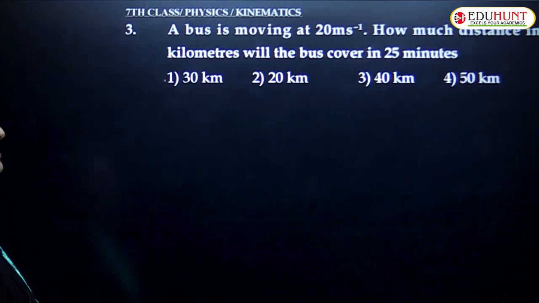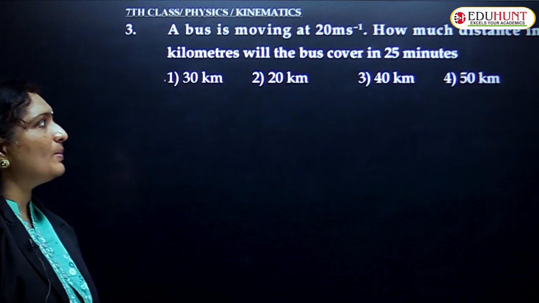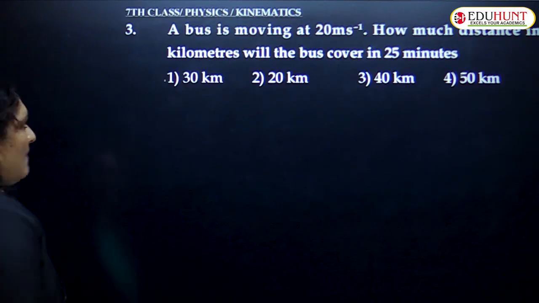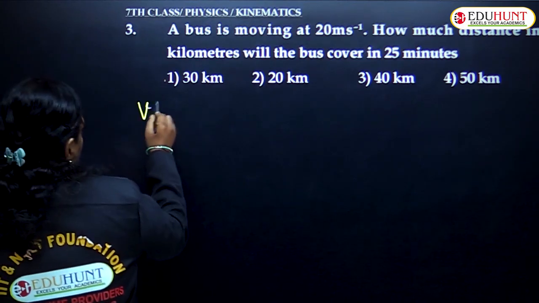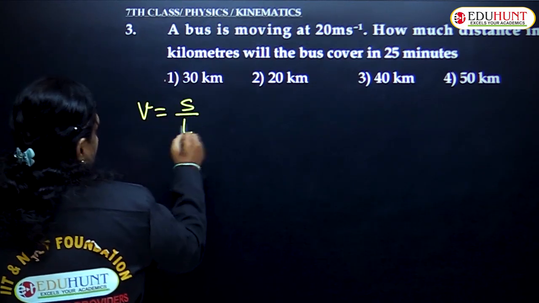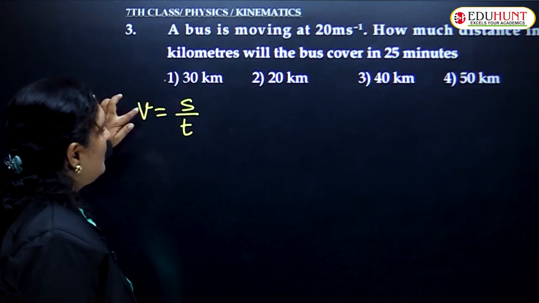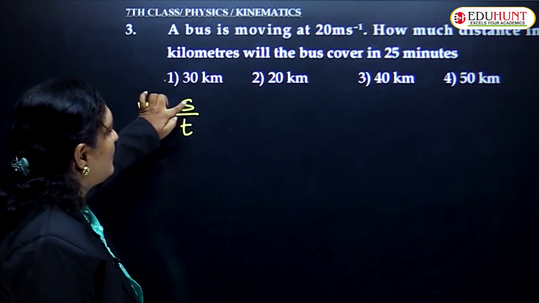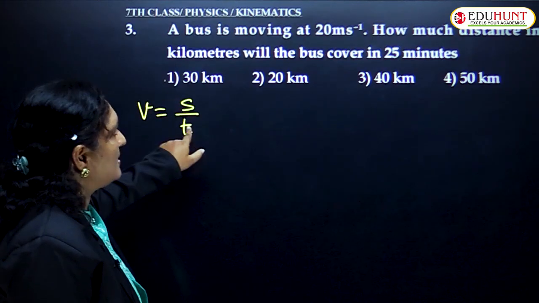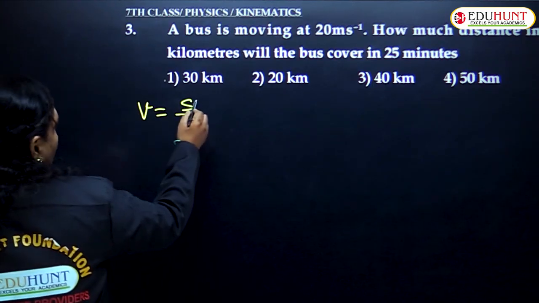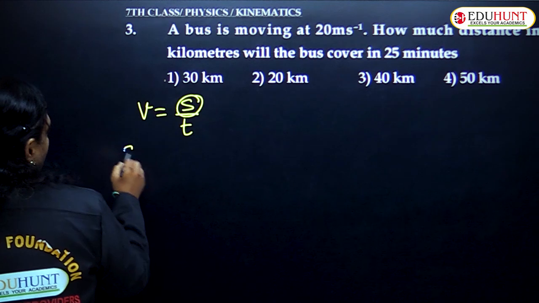Next question: a bus is moving at 20 meters per second. How much distance in kilometers will the bus cover in 25 minutes? So, simple format, we know that speed is equal to distance by time. The bus is moving with 20 meters per second, speed is given and you are asked to find the distance. The time was given as 25 minutes. So in order to find the distance, what will we be writing?